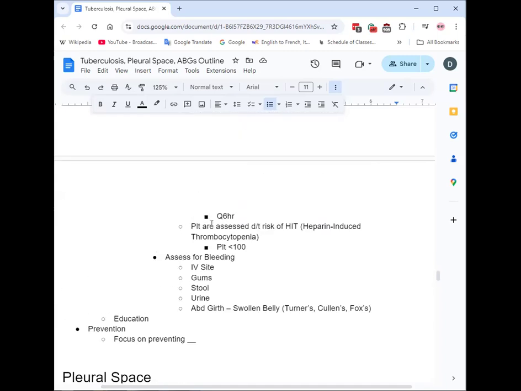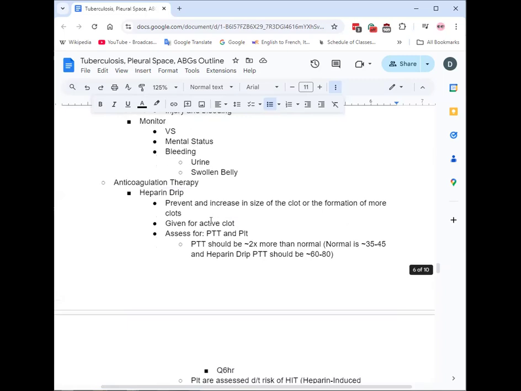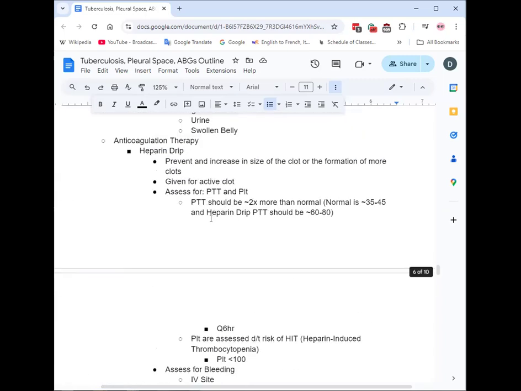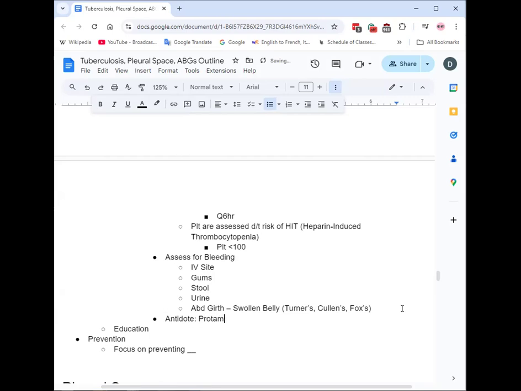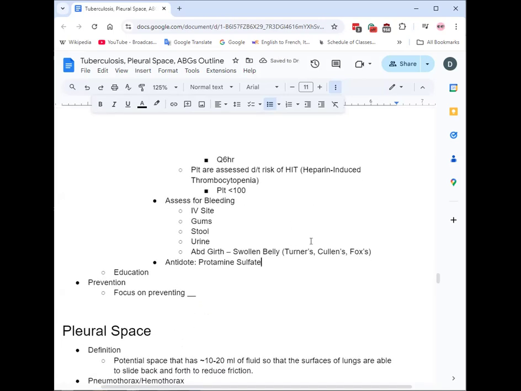But yeah, so what is the antidote for heparin? Do you guys know the antidote for heparin? I know we all know the antidote for Coumadin at this point. Yeah, it is the protamine sulfate. Very good. Anything else that you think is important when it comes to knowing the heparin?